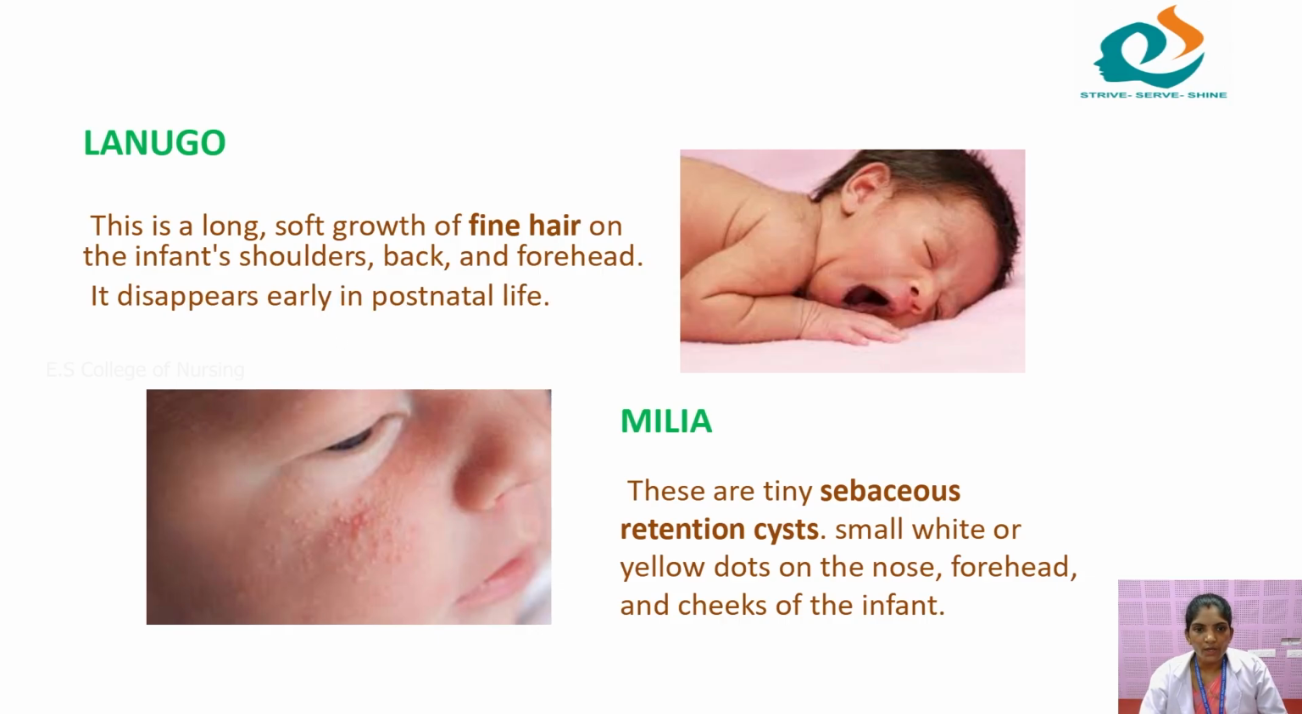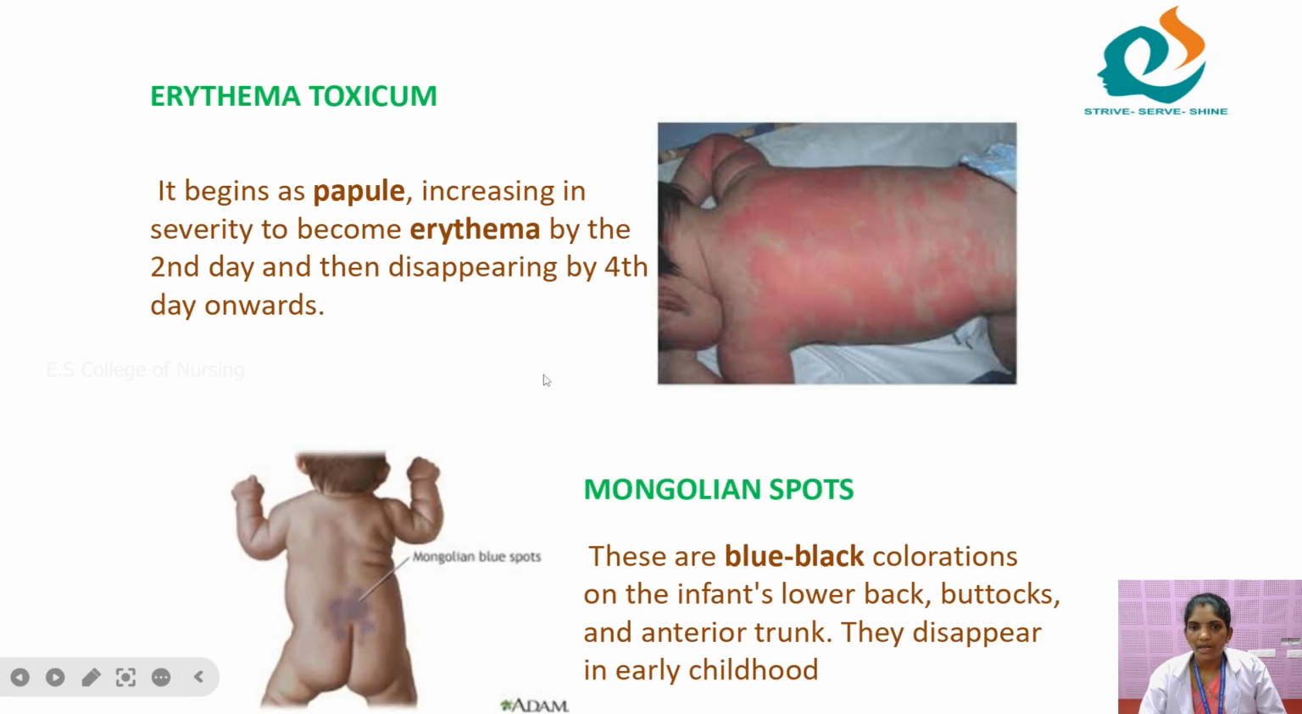So next one is lanugo. This is a long, soft growth of fine hair on the infant's shoulders, back and forehead. It disappears early in postnatal life. Then we have to assess for the milia. These are tiny sebaceous retention cysts, small white or yellow dots on the nose, forehead and cheeks of the infant. Next, we have to assess the erythema toxicum. It begins as a papule, increasing in severity to become erythema by the second day and then disappearing by the fourth day onwards. Then we have to assess the Mongolian spots.